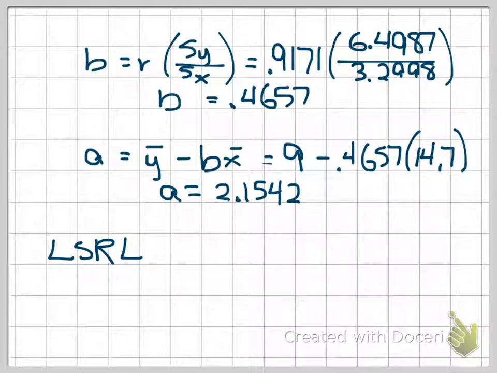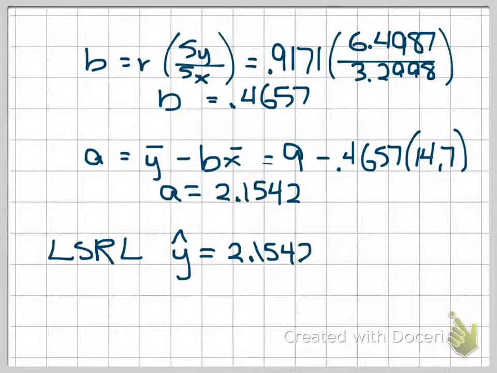We never, ever, ever refer to our equation in terms of y, but y hat. That little hat, it's a carrot really, but it should remind you of that birthday hat from when you were a little kid. And that tells us that this is a line that's making predictions. It is not actual fact. These are not observed values. So y hat equals 2.1542 plus 0.4657x. And there is our LSRL.